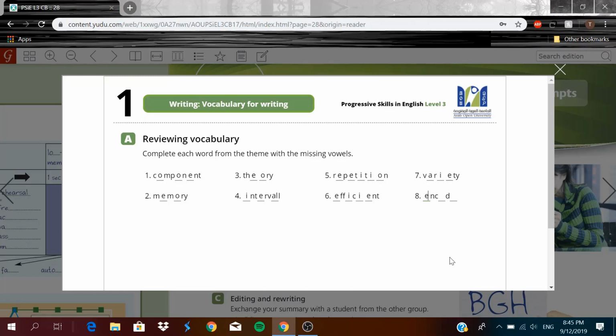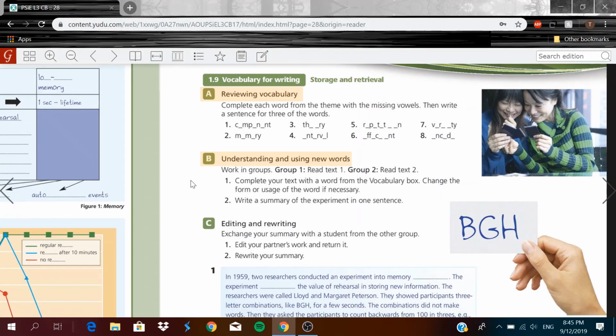E-N-C-O-D and a silent E. So encode. Okay, so component, memory, theory, interval, repetition. Actually, interval here has only one L, so that's my bad. Then we have five, repetition, efficient, variety, and encode. Okay, so that was exercise A. Now let's go to exercise B here.